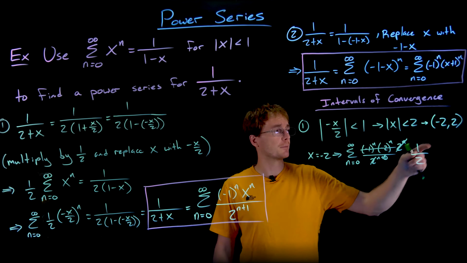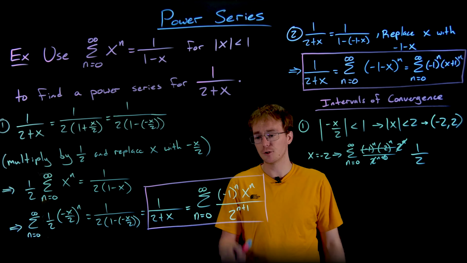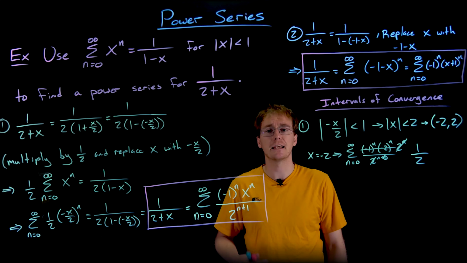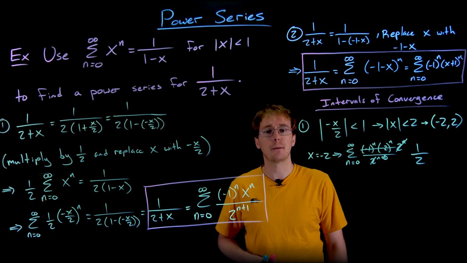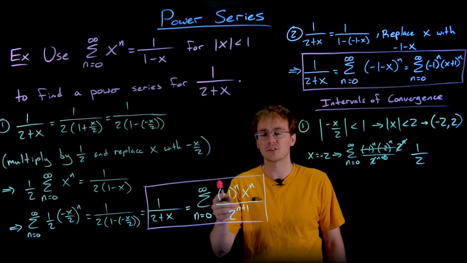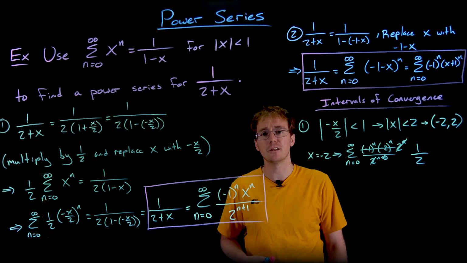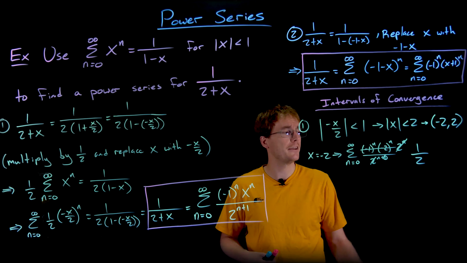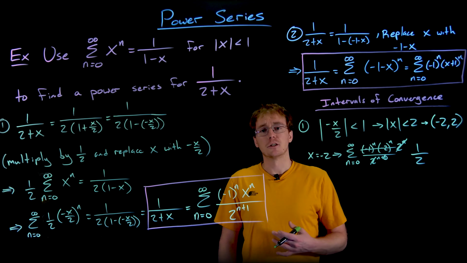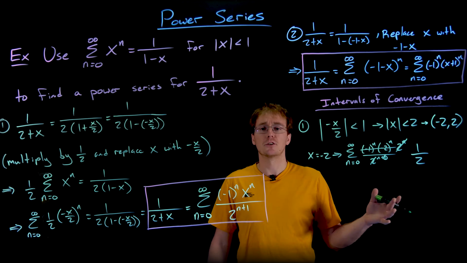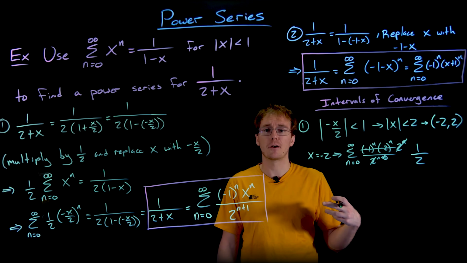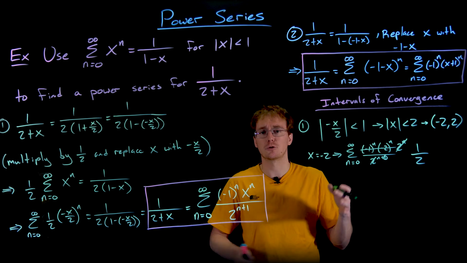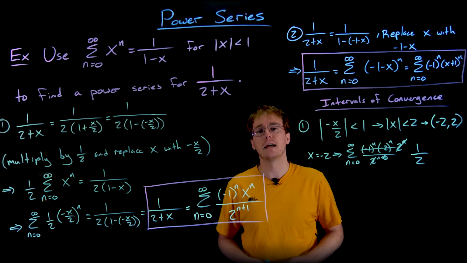We'd see something similar happen if we plugged in +2. We wouldn't get the cancellation of the -1 to the n out. We would be able to cancel some of these powers of 2 out, but we'd end up with the sum from n equals 0 to infinity of -1 to the n over 2. And that'll diverge just because the terms in our series don't go to 0. We'd basically just be taking 1/2 or -1/2, then adding the opposite to it and just repeating that over and over, and that would never converge.